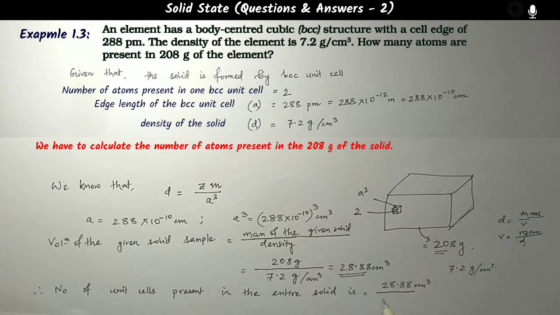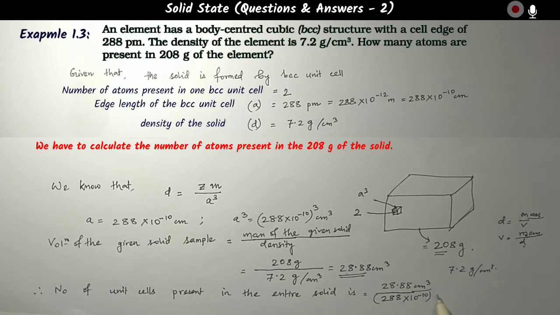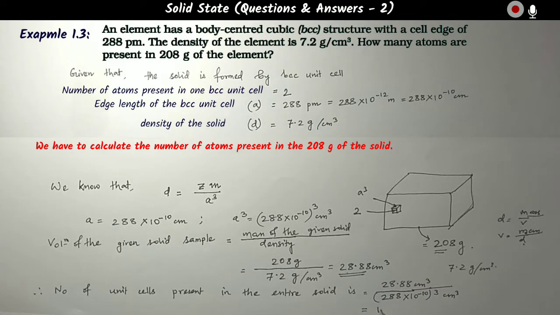So divided by 288 into 10 to the power minus 10 3 centimeter cube. It will be 12.08 into 10 to the power 23. This is the number of unit cells present in the entire solid. So that means we are able to get the number of unit cells present in that entire solid. So what do we have to do now?